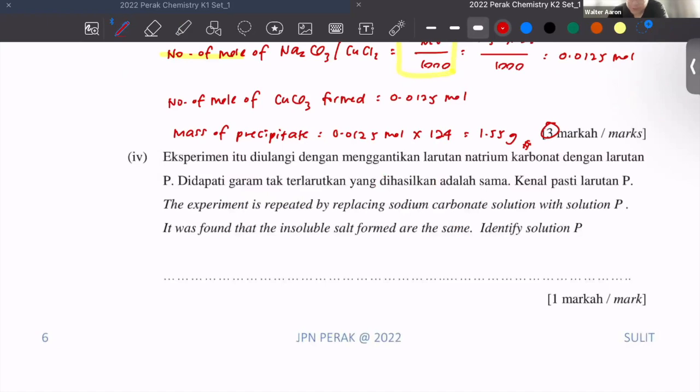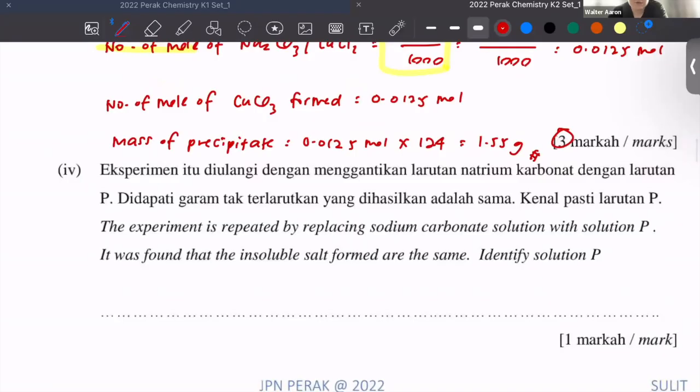The experiment was repeated by replacing sodium carbonate solution with solution P. It was found that the insoluble salt formed are the same, identify solution P. So it must be the same type of solution, as in a metal carbonate that can dissolve first. So you can choose any other two. Only all salts of sodium, potassium, and ammonium are soluble. So your replacement for this will be either potassium carbonate, or you can also use ammonium carbonate, okay, because these are the two of the soluble ones. So choose any one of those, you can get 1 mark.